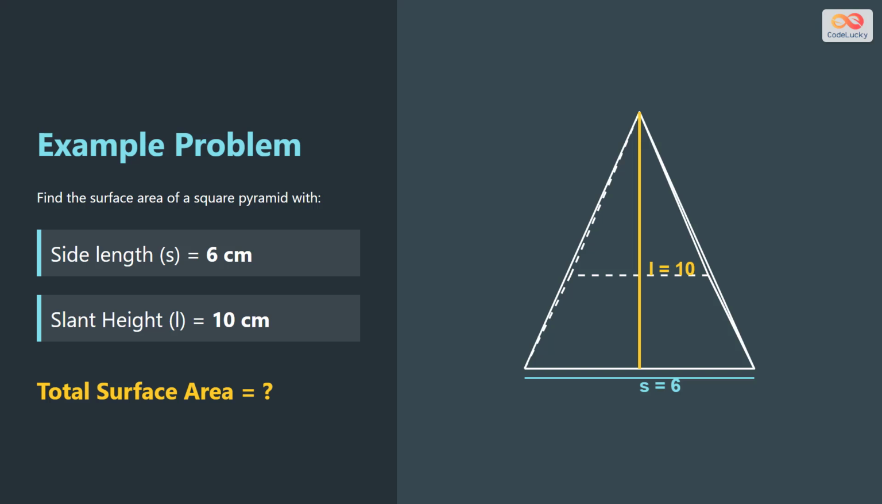Let's try an example. We have a square pyramid. The side length of the base is 6 centimeters, and the slant height is 10 centimeters. We need to find the total surface area.